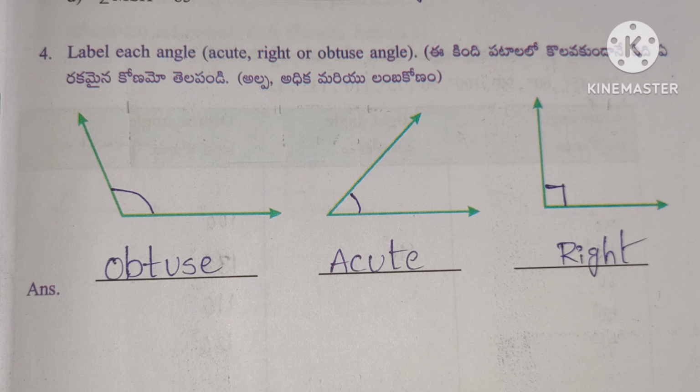Question number 4. Label each angle acute, right or obtuse angle. If you observe the first picture, the angle between the two adjacent sides is greater than 90 degrees. So it is obtuse angle. And in the second picture, the angle between the two adjacent sides is less than 90 degrees. That means it is acute angle. And third one is showing 90 degrees. So it is right angle.